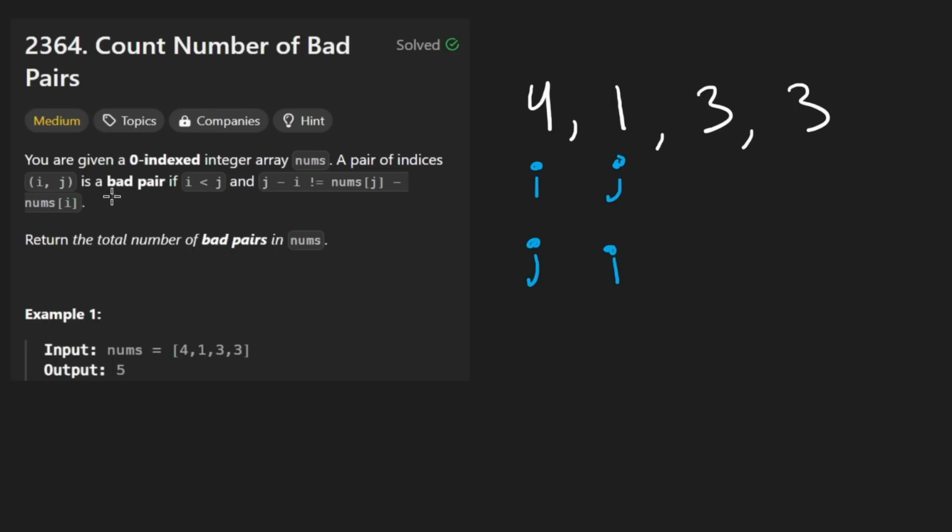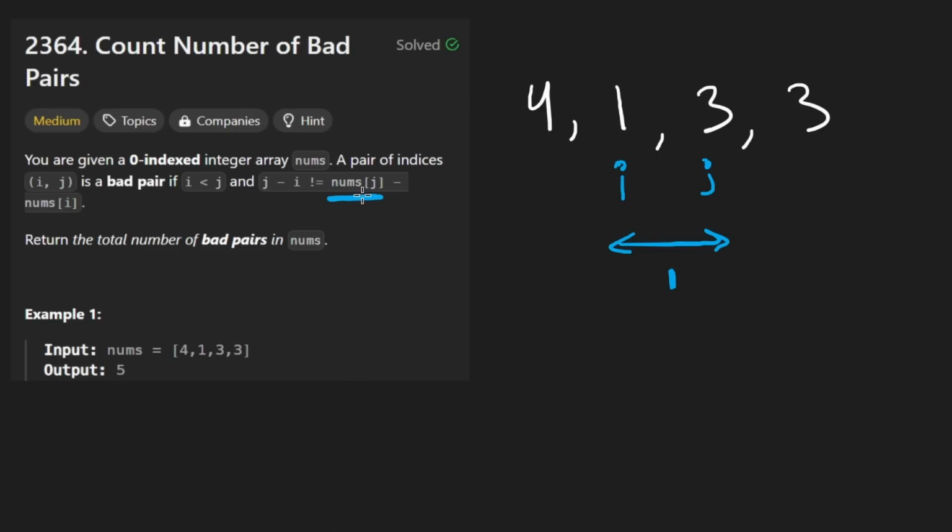And it counts as a bad pair if and only if this condition is satisfied. And it's kind of hard to read because it's cut off here. But basically, let's say this is i and this is j. We take the difference of the two indices. So what's the distance between these two elements? It happens to be 1.